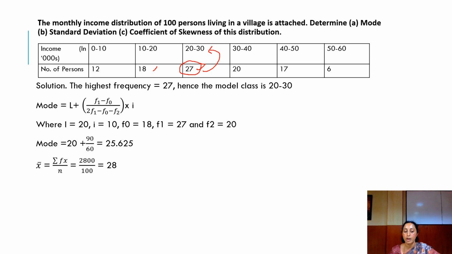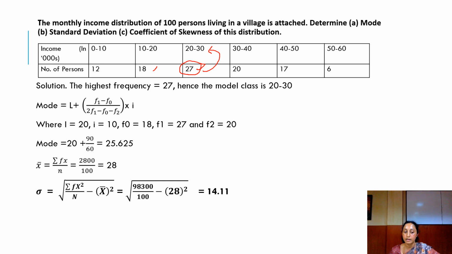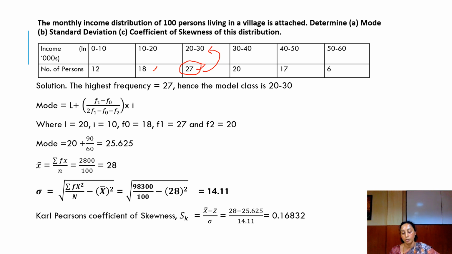Then we shall also find the average of the income. That is given by total of f into x divided by n, which is equal to 28,000. This is the average income. Then we shall use the formula: standard deviation is equal to root of (f into x square divided by n) minus x bar whole square. Substituting all these values, we get 14.11.